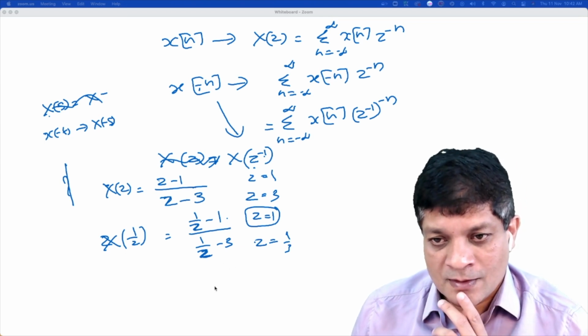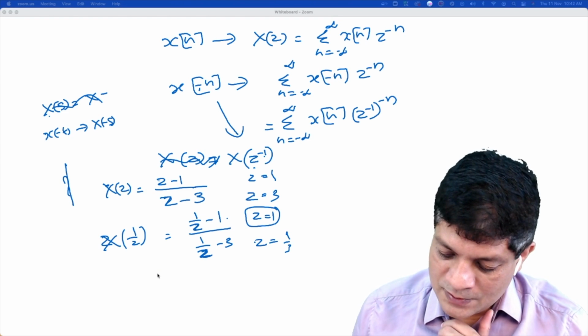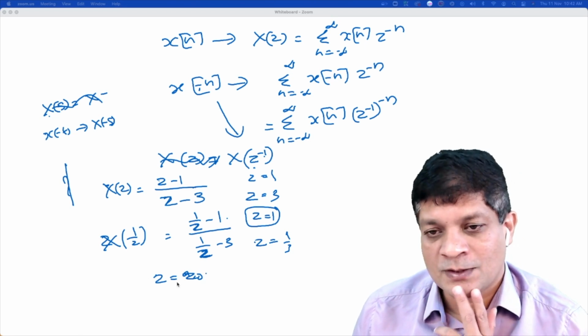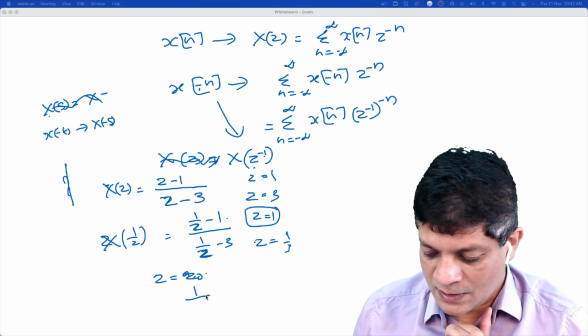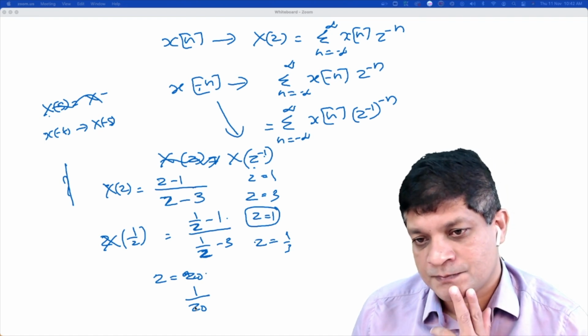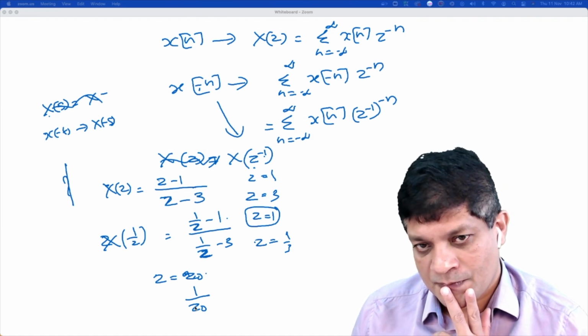Okay. So if there is a pole at, let's say, z equals some value z naught, then where is the location of the new pole? It is at 1/z naught. Okay. That is the change.